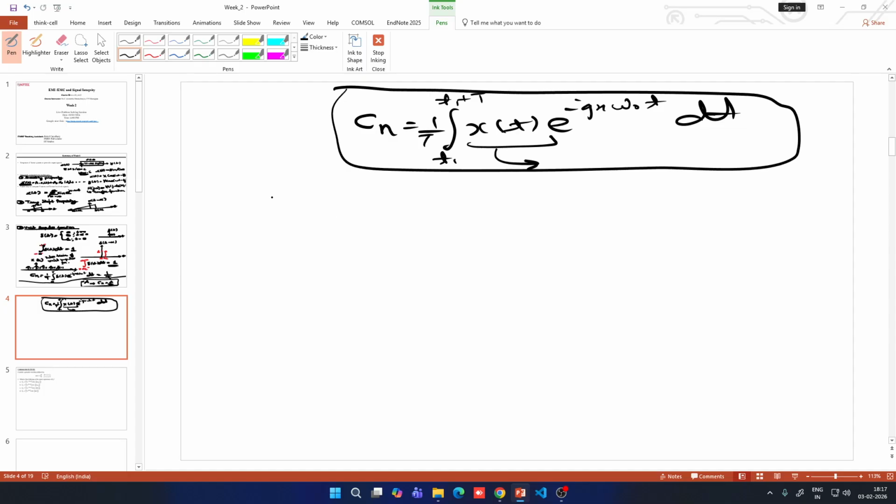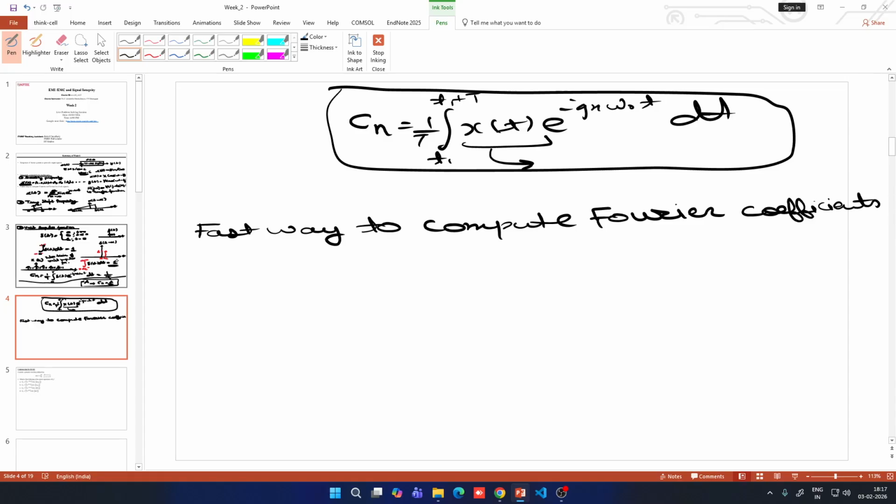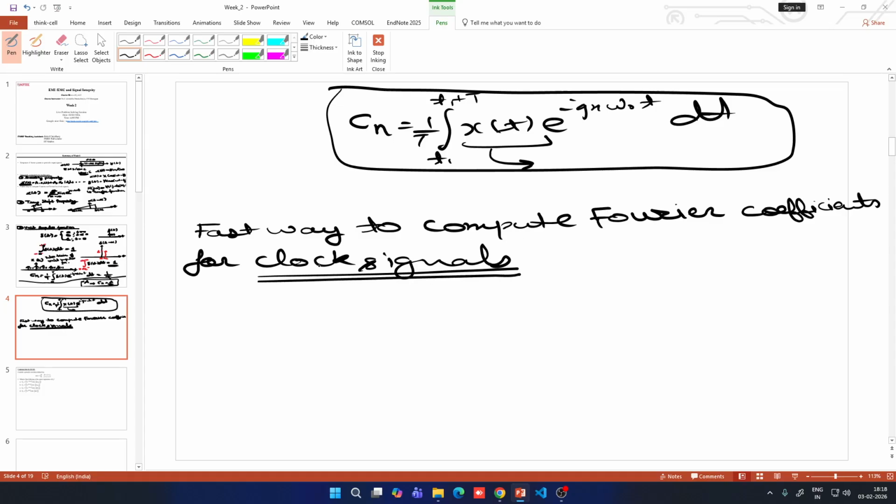So instead of doing this, the professor has discussed a fast way to compute Fourier coefficients for clock signals, because in EMI EMC we are worried about these. Our aim is to study these clock signals. We are not worried about any other kind of signal, so that's why we are just focusing on this.